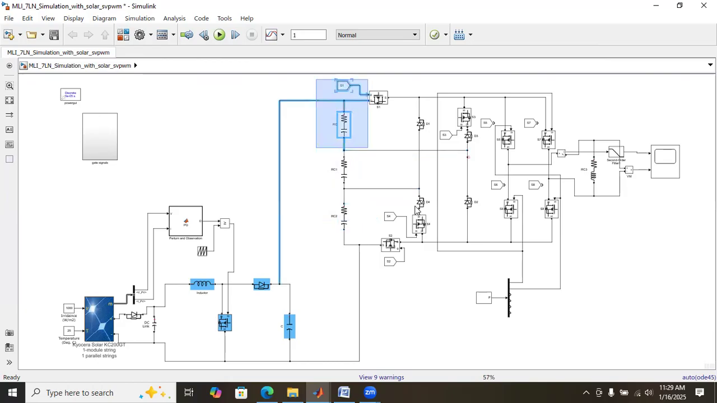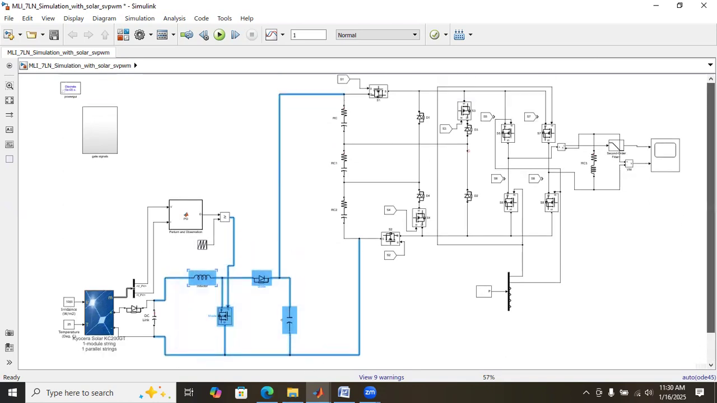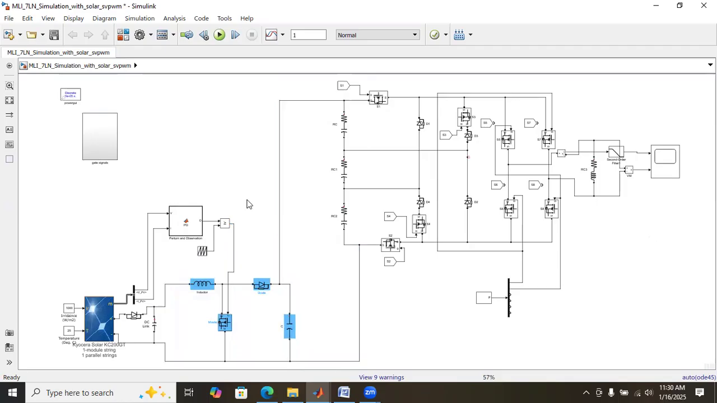Here, these 3 switches will provide the levels. And these 4 switches will provide the polarity, that is inverter operation, positive and negative cycles. And this boost converter setup will boost up the PV voltage to 75 volt in order to get the inverter to operate. Here each capacitor will get 25 volt. That means each capacitor resembles one PV panel because PV panel voltage is around 26.